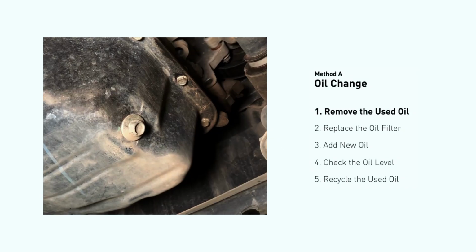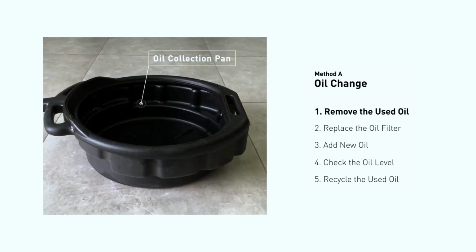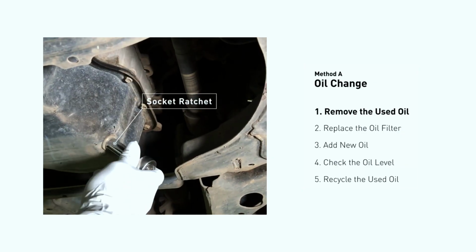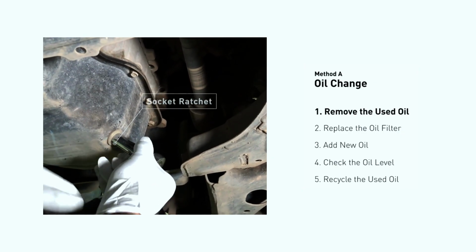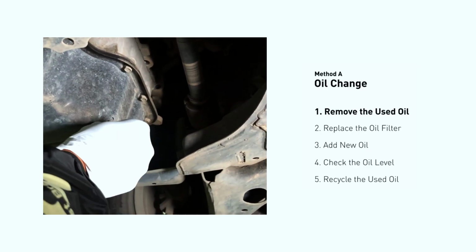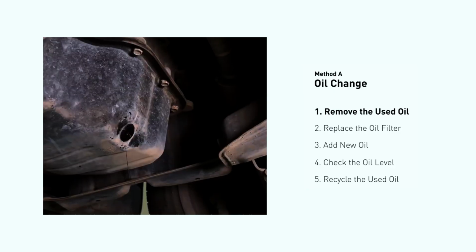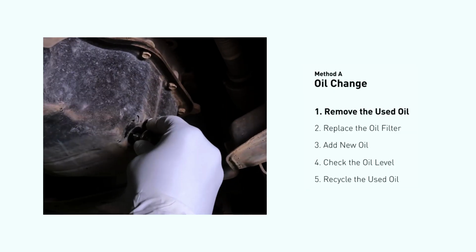Method A, oil change. Locate the oil drain plug on your vehicle, and place an oil collection pan underneath it. Use a socket ratchet to remove the plug from the oil pan on your vehicle. Once the plug is removed, the oil should start flowing out into your collection pan. Once all the oil is drained, replace the drain plug and tighten it back on.